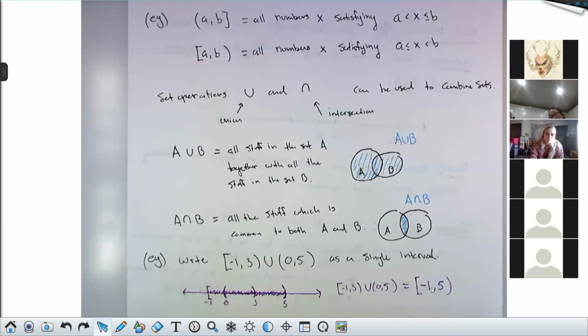So if I wanted to list some numbers that are in this set, certainly -1 is in this set. -1/2 is in this set. 0, 1, 2, 3, and 4 are all in this set. 4.9 is in this set. 4.99 is in this set, but 5 itself is not in this set.